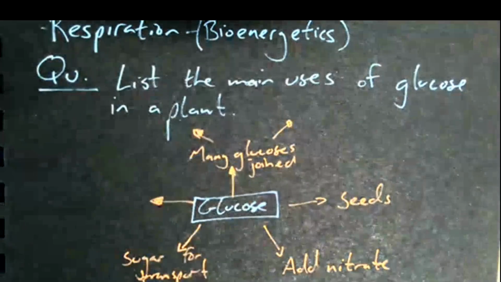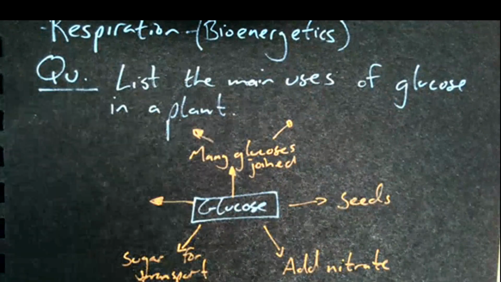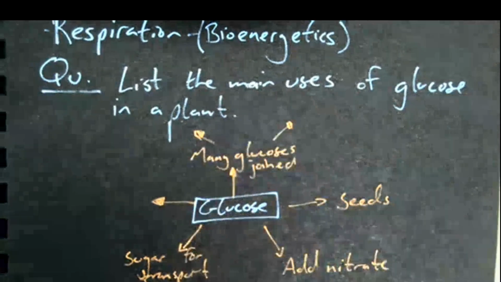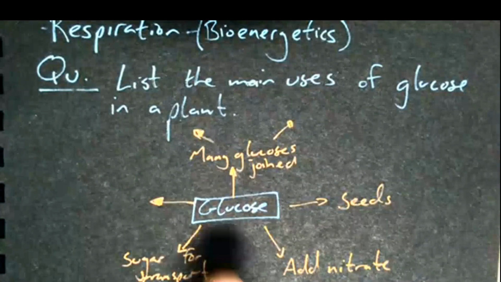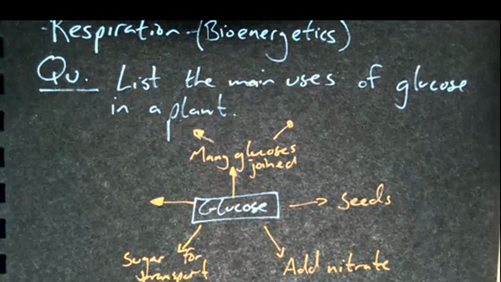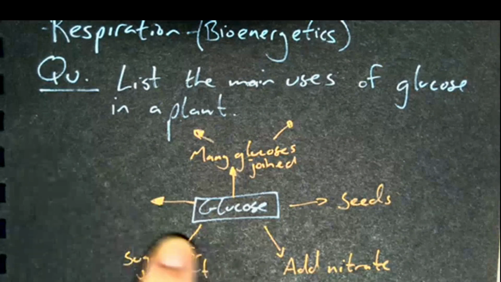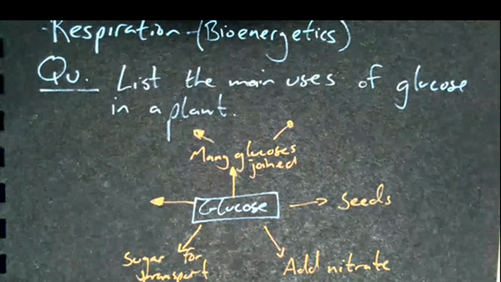So I've said, here's glucose. Here's my list of things it can be used for in a plant. Can you add to them? And then my hints were, what happens when we join many glucoses together? What is the thing found in seeds? What happens if we add nitrate to glucose? And what sort of sugar do we make in order for it to be transported around the plant? And then I guess what is the thing we're talking about today?